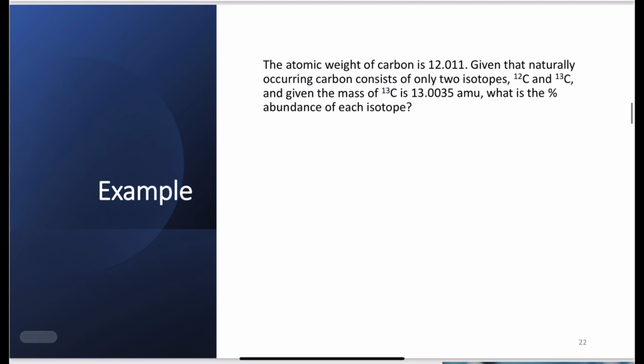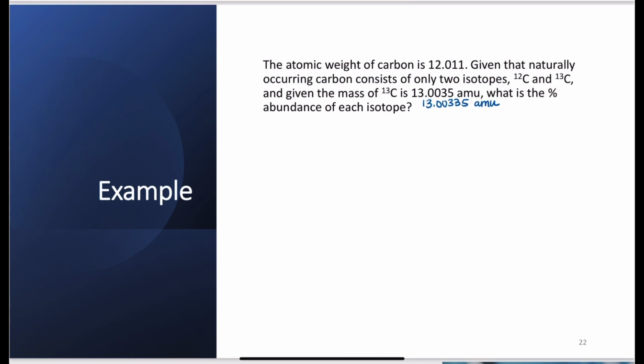What about this one? The atomic weight of carbon is 12.011. Given that naturally occurring carbon consists of only two isotopes, carbon-12 and carbon-13, and given that the mass of carbon-13 is 13.00335, I do apologize, there is a typo in this slide right here. This should be 13.00335 AMU. I did not realize that that was incorrect until I was teaching in class the other day. What is the percent abundance of each isotope?